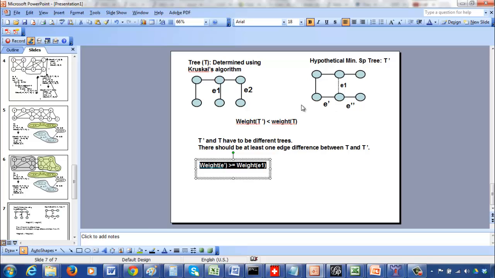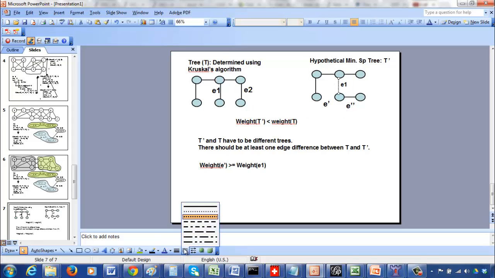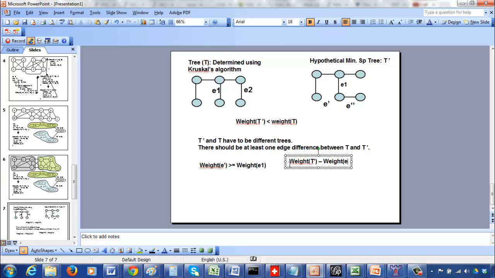So in this cycle we could as well remove this E prime and make E1 a permanent edge for this tree, and make it a spanning tree. It's no longer a cycle. When we do that, what are we doing? The weight of T prime was something initially, and we removed edge E prime, and we added edge E1.